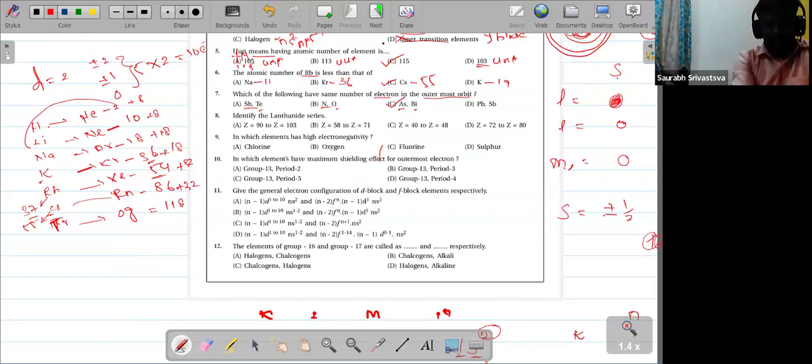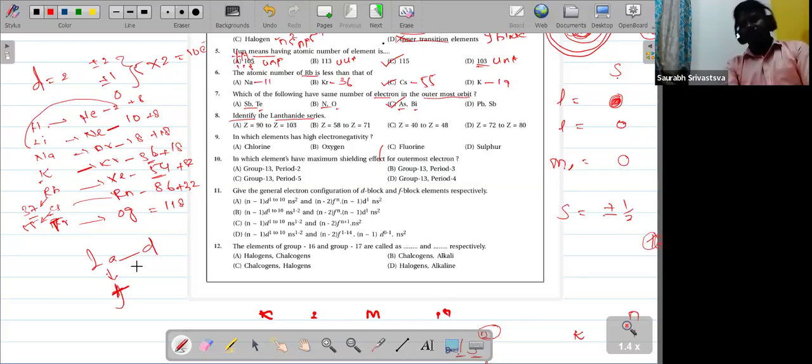And identify the lanthanide series. Identify the lanthanide series in the periodic table: lanthanum and lanthanides, two things they will ask. Lanthanum means only lanthanum, and they will ask whether lanthanum is an F block element or a D block element. Most of the people will get confused whether it is an S block or a D block.